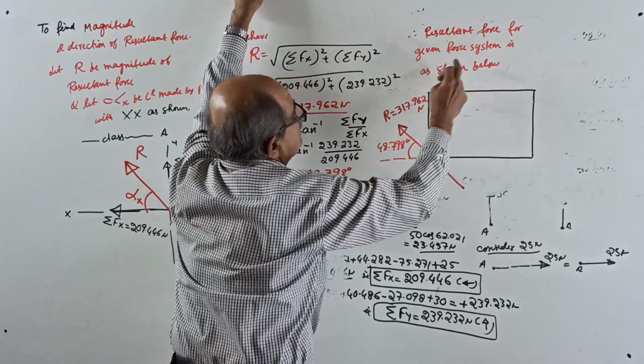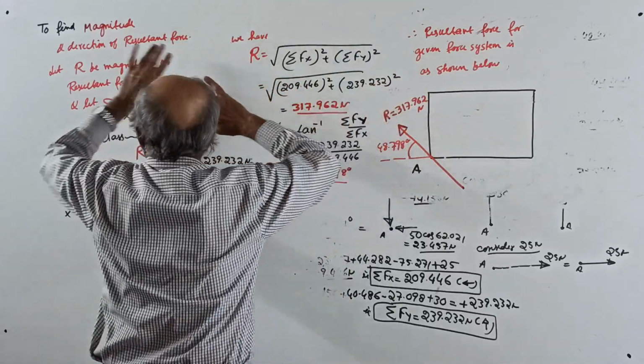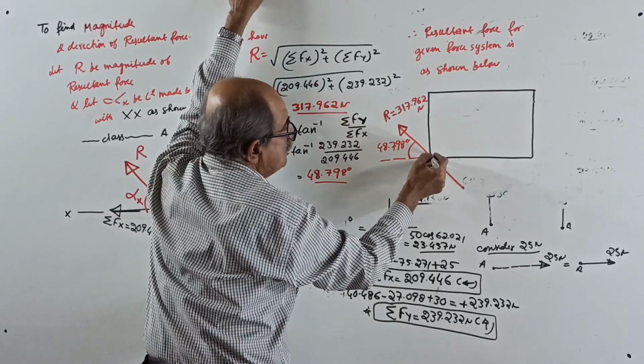The resultant force for the given force system is as shown. How? See, make a note here: all the forces are passing through point A.